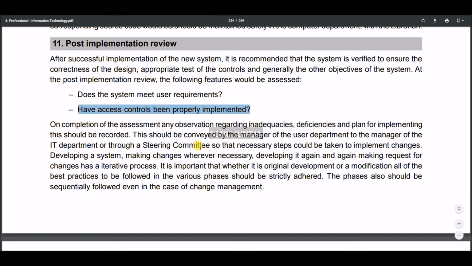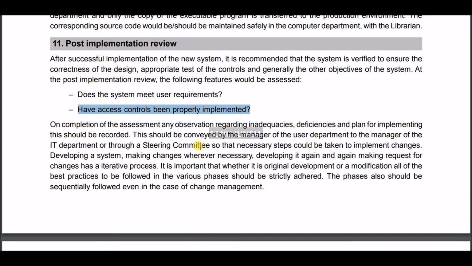Post is basically now you have handed over the program which has been created to the users. Now, is that meeting the requirement? Because now it is the program software which has been developed after so much work. Is it fruitful or not? On the completion of assessment, any observation regarding inadequacies, deficiency in the plan for implementing this should be recorded.